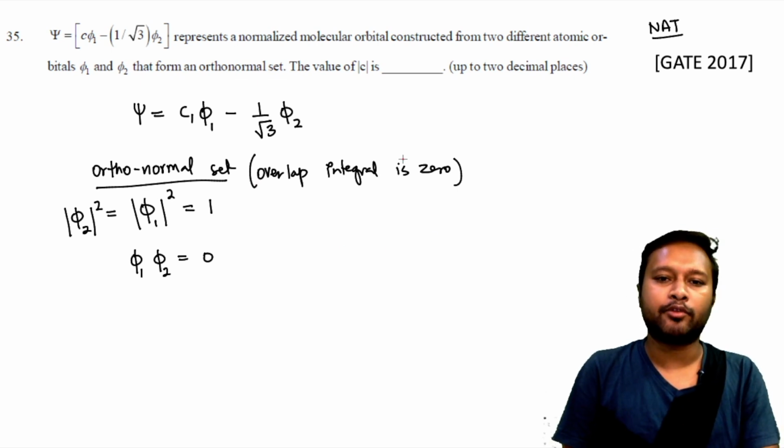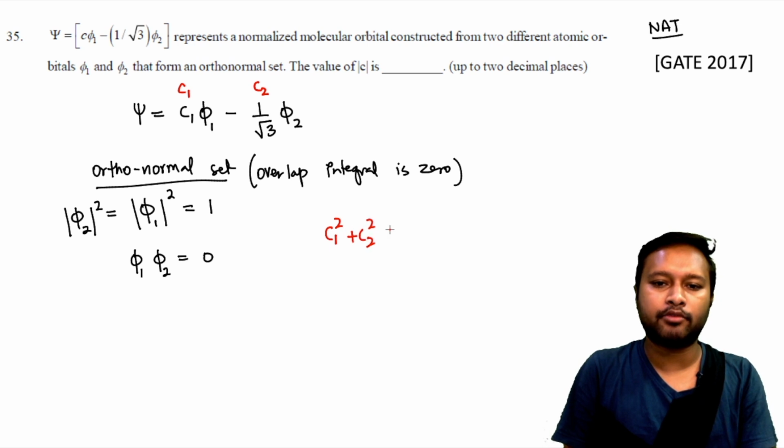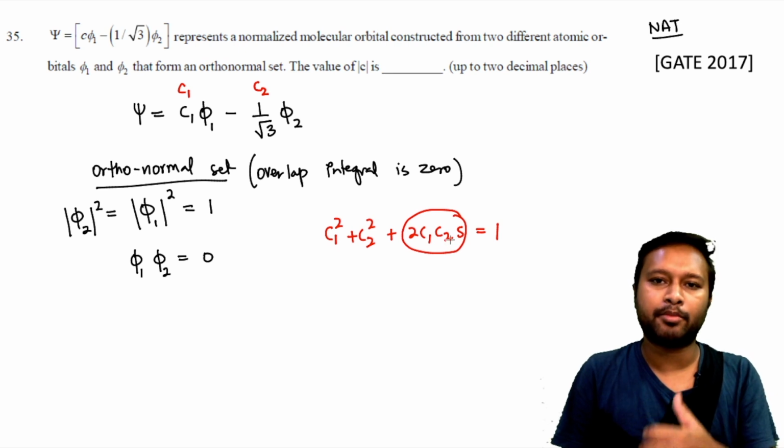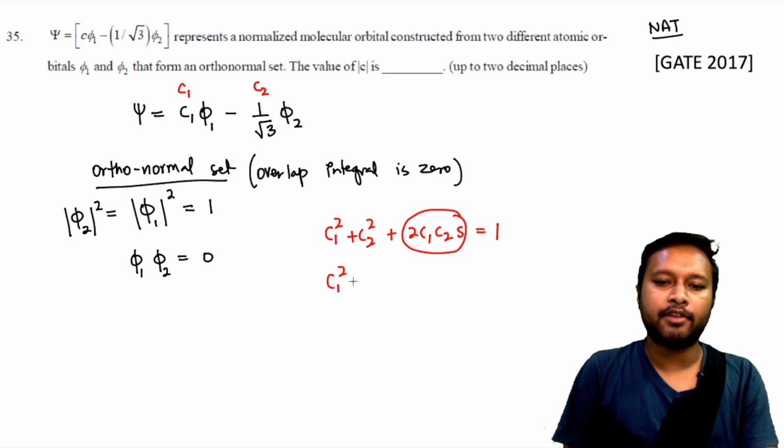Now the same concept you have to apply. They are asking you about the value of C. For any wave function with coefficients C1 and C2, C1 squared plus C2 squared plus 2 C1 C2 S should be equal to 1. Since this is forming an orthonormal set, the value of S will become 0, so this particular part will vanish. You will have C1 squared plus C2 squared equals 1.